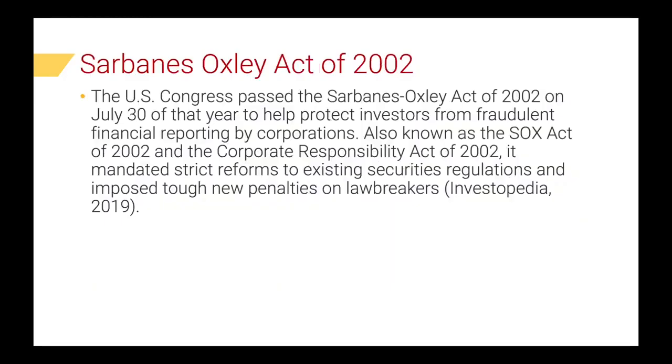Sarbanes-Oxley Act of 2002. The U.S. Congress passed the Sarbanes-Oxley Act of 2002 on July the 30th of that year to help protect investors from fraudulent financial reporting by corporations. Also known as the SOX Act of 2002 and the Corporate Responsibility Act of 2002, it mandated strict reforms to existing securities regulations and imposed tough new penalties on lawbreakers.